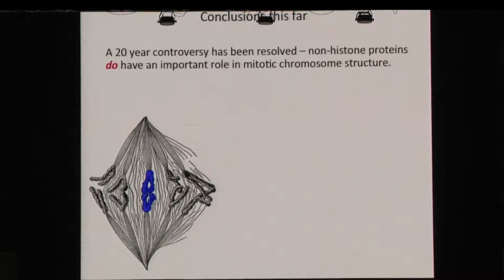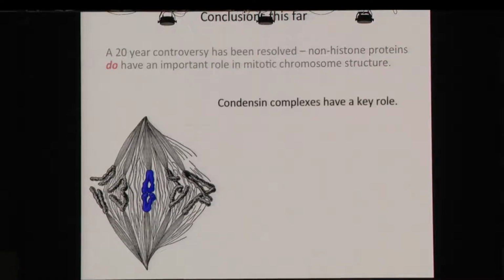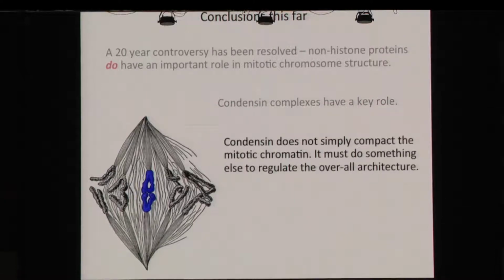So conclusions thus far. There was a 20-year controversy, but the result of that was non-histone proteins do indeed have an important role in mitotic chromosome structure. Condensin complexes have a key role. Condensin does not simply compact the chromatin, it does something else to regulate the overall architecture. And that's what we would like to understand.